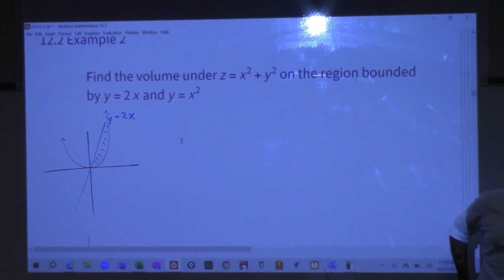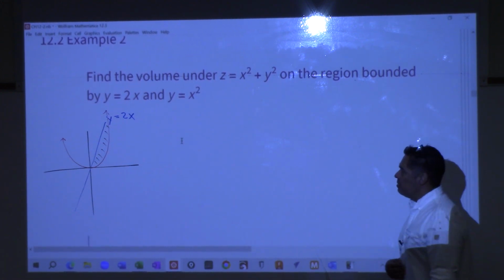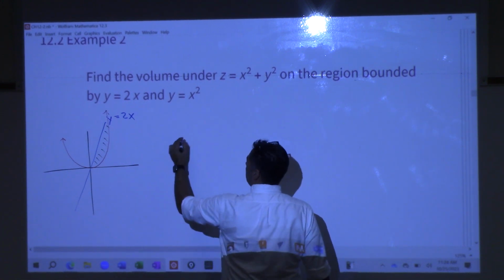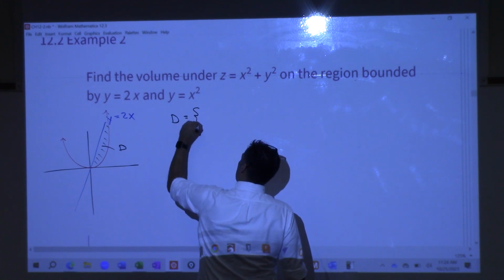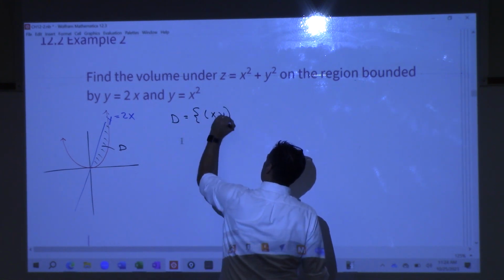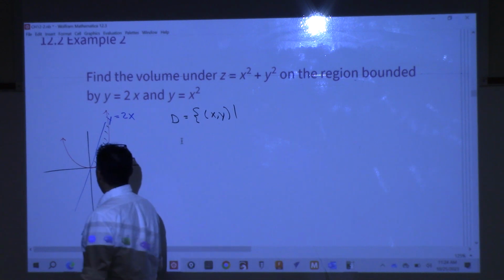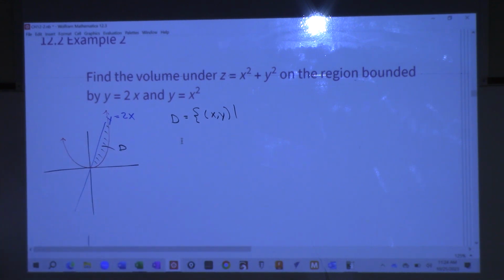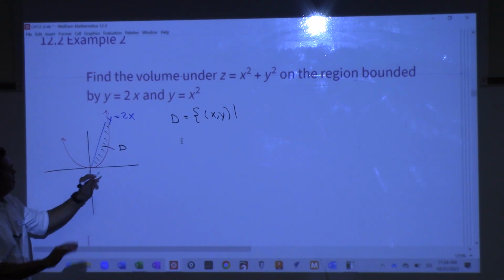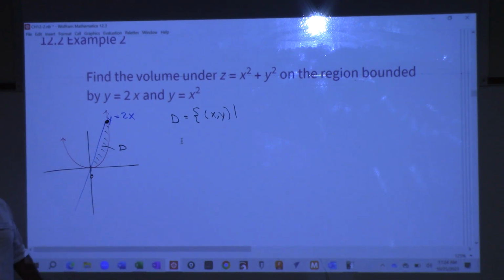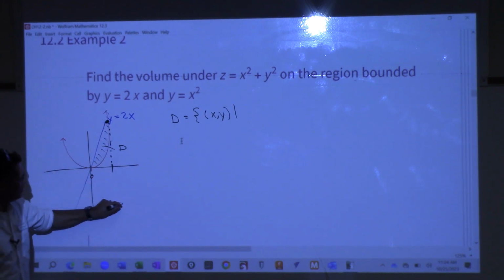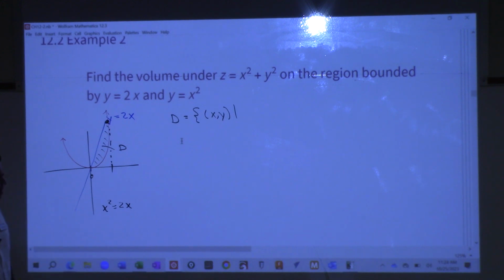That is a type 1 region. Because when you look at that region, let's call it D, it's the set of points x, y such that, all right, what can you tell me about the x's? The x's are stuck between where and where? 0 and wherever they hit each other. Where do they hit each other? Set them equal to each other. Set x squared equal to 2x. You can do it just by inspection. Just guess and answer.